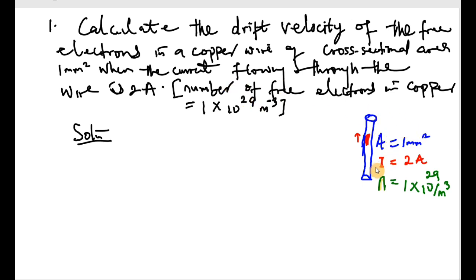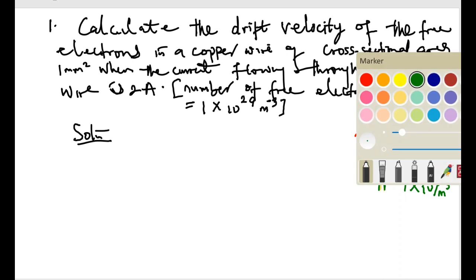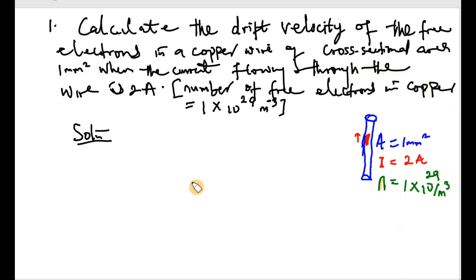Let's say this is the direction of the flow of the current, when the current is 2 ampere, and the number density, which is the number per unit volume, or the number of free electrons, is given as 1 times 10 to the power of 29. From our previous video, we found that to calculate current in a wire of cross-sectional area A, we use this formula: I equals nAvQ, or e.